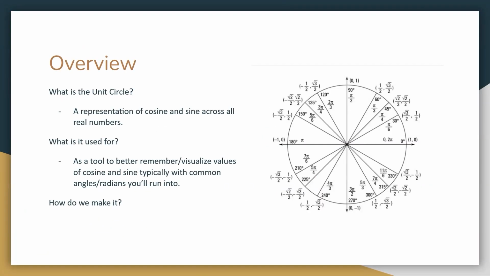Well, the unit circle is a way to represent the cosine and the sine, and all of their real number values, given pretty much any angle, be it in terms of degrees or in terms of radians. It's used as a tool to better remember and visualize values of cosine and sine, typically seen with common angles, with degrees and radians that you'll run into. So like 45 degrees, 30, 60, 120, and so on.